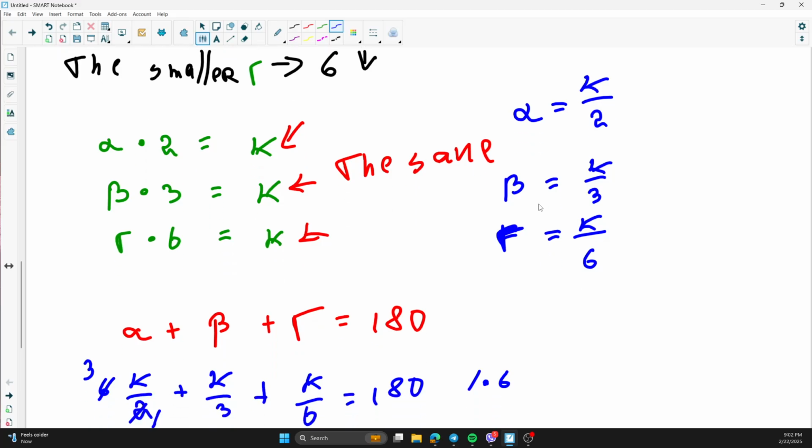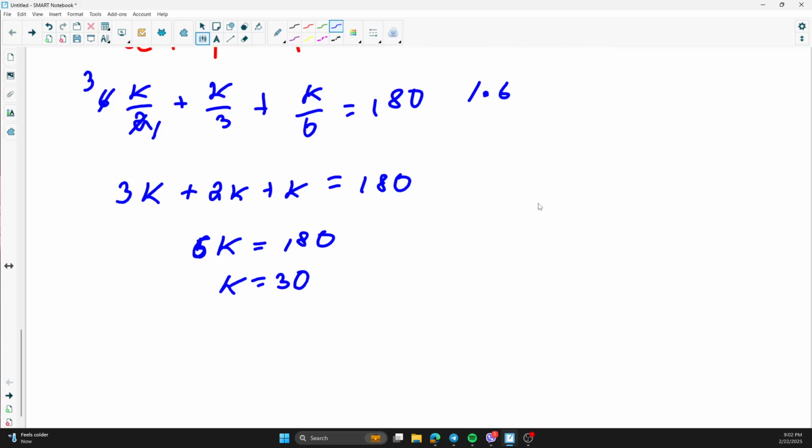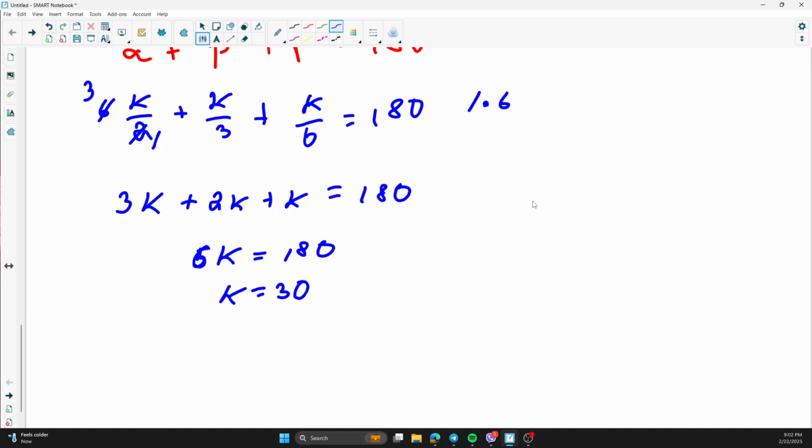Adding those fractions. Yeah, but you didn't multiply 180 by 6. You multiply the entire fraction by 6, right? But you forgot to multiply 180 by 6. Oh. 18 times 6 is like 60 and then 42. So 60 plus 42 is 82.